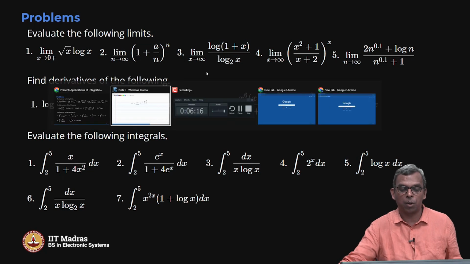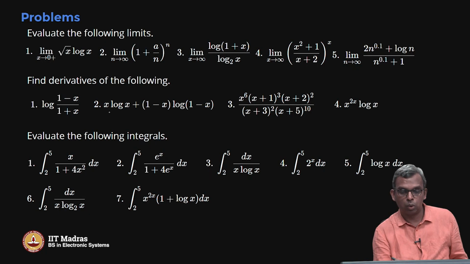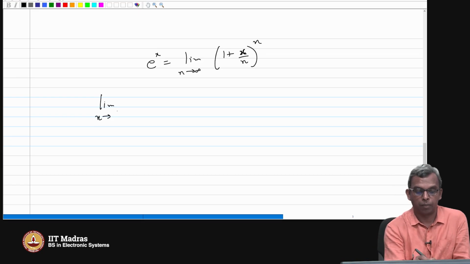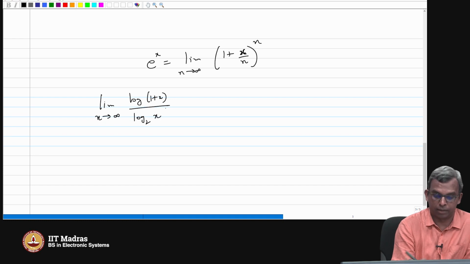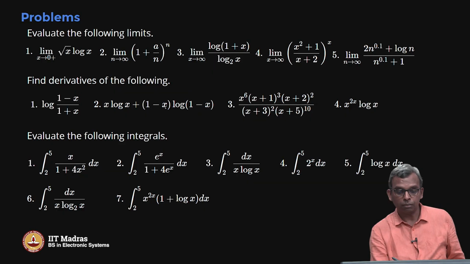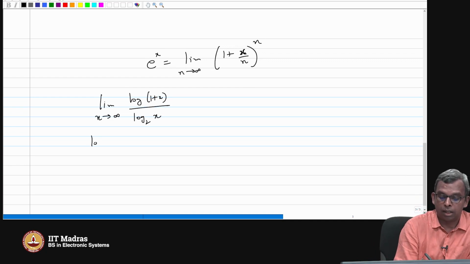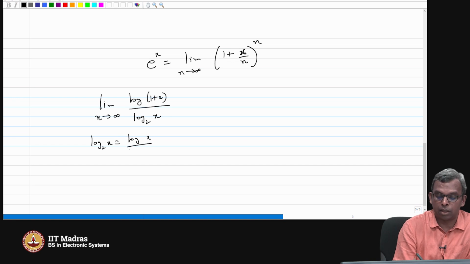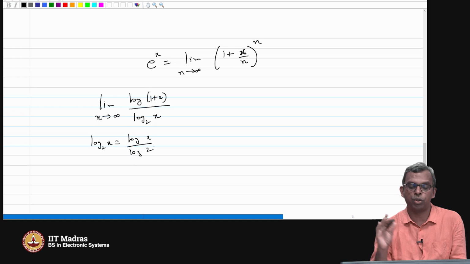So let me do the third problem. Limit as x tends to infinity of log(1 + x) by log base 2 of x. The critical thing to do anytime you have a log which is some base other than log e is to simply write it as log x by log 2. First get rid of any other base before you do anything.